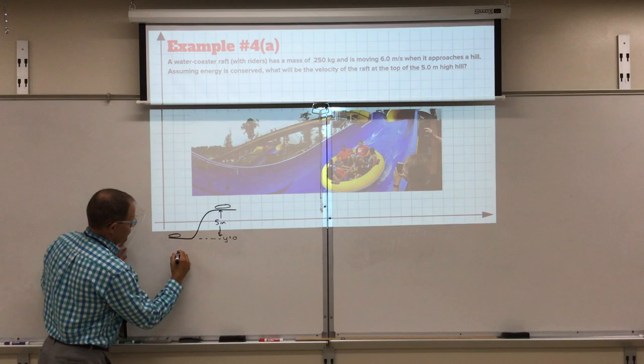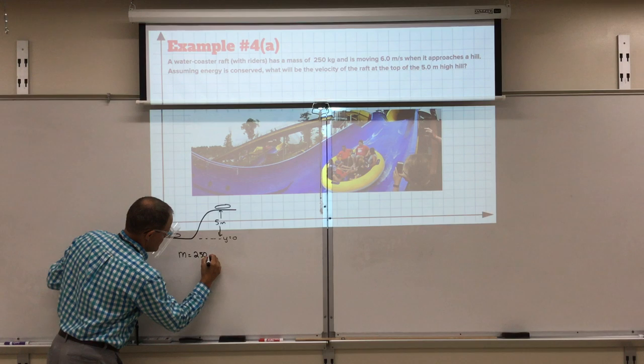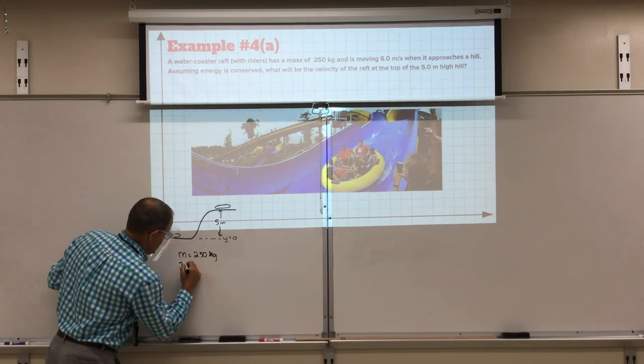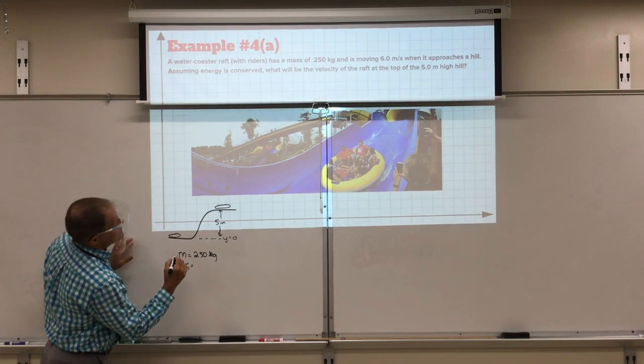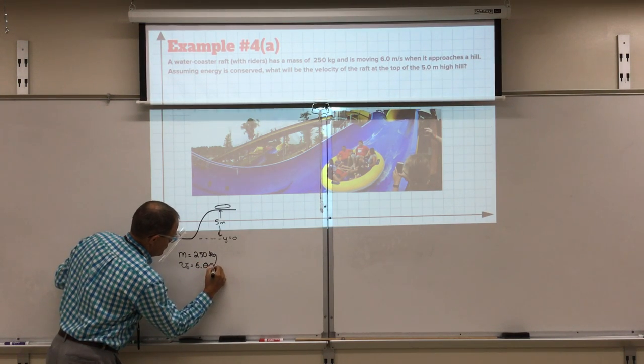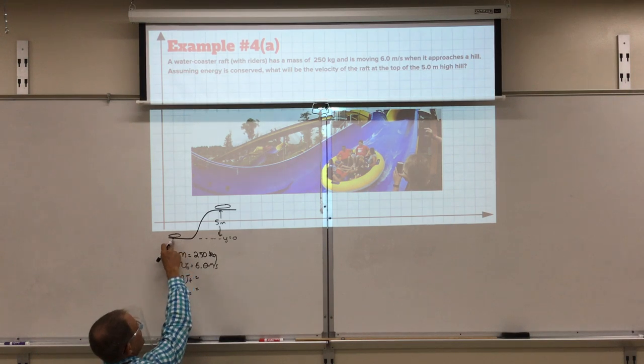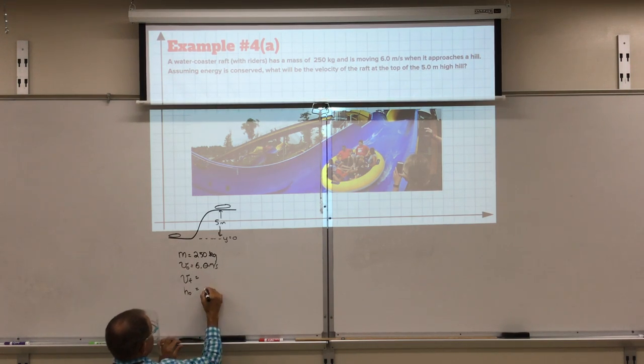So our variable list is going to look like this. The mass is 250 kilograms. The initial velocity is 6 meters per second. The final velocity, we don't know. The initial height is what? How high are we at the beginning of the problem? Zero. You guys see that we're at zero there? 0 meters. And the height at the end of the problem is 5 meters, because the hill is 5 meters tall.